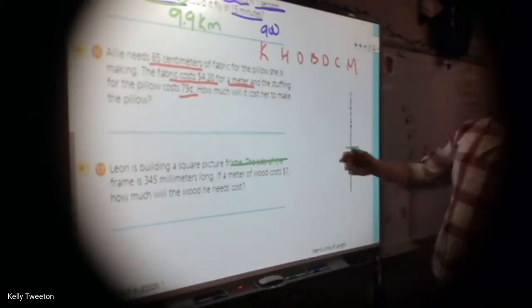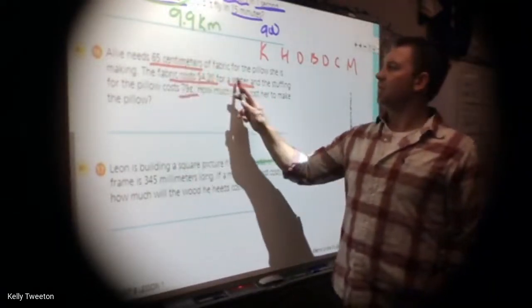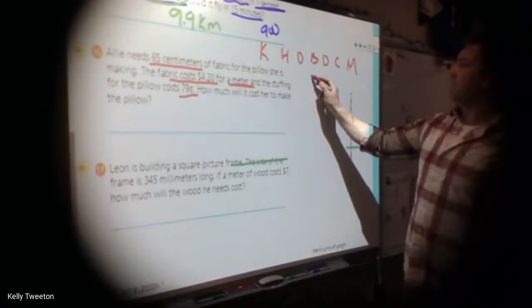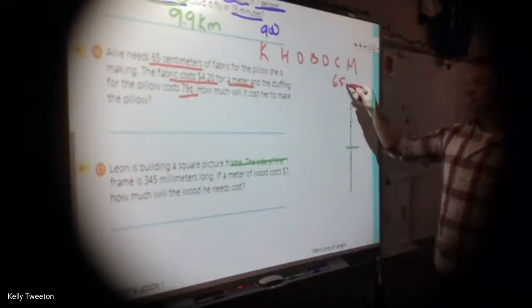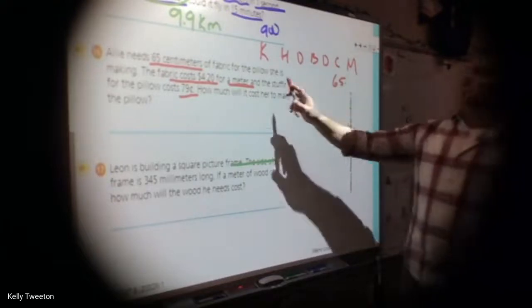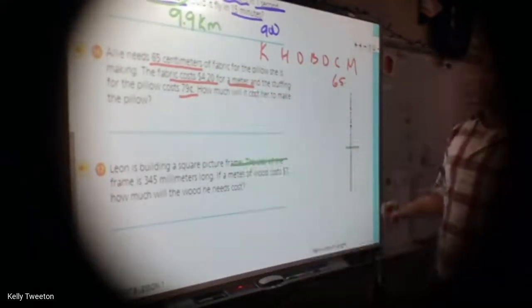Okay. He said he would like to change the centimeters into meters. That's fine. So right now we are at 65. I'm going to put it right underneath the centimeter. That's where we're at, 65 centimeters at the end. We want to change it because our price is per meter. We have to make sure we're costing out the same measurement-wise.